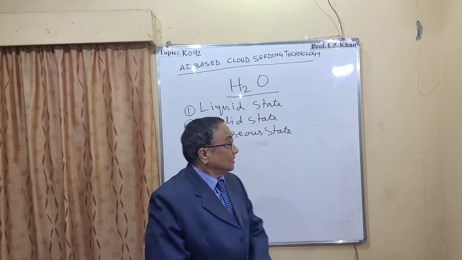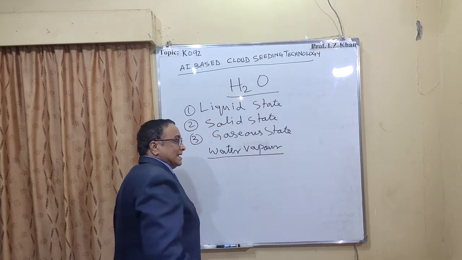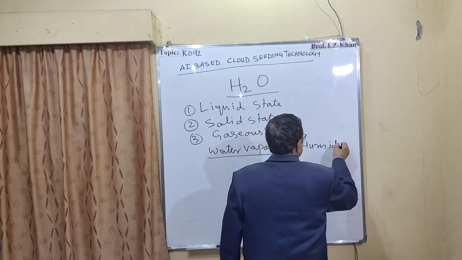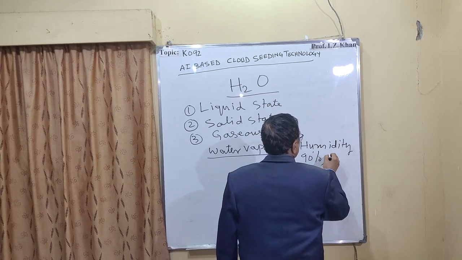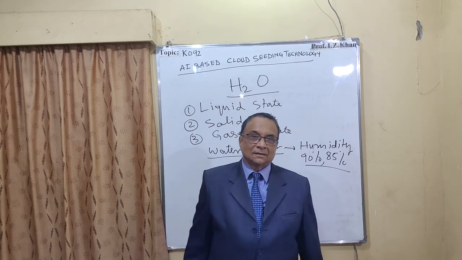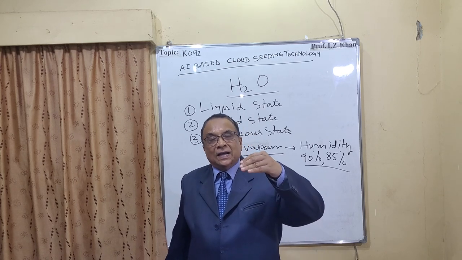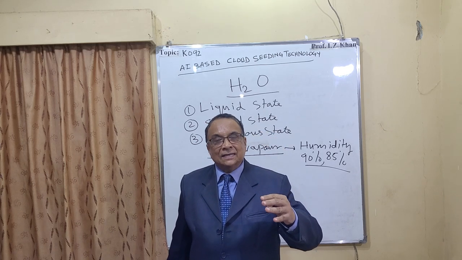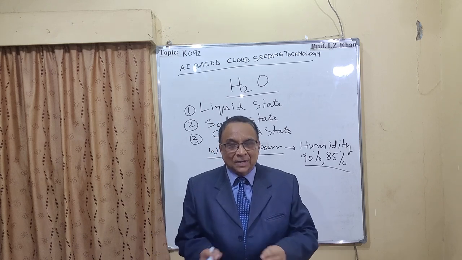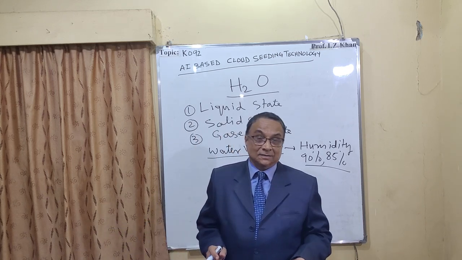And the same water vapor, if it is hanging in the atmosphere in the air, we call it humidity. We may call it 90% humidity, 85% humidity, meaning a lot of water vapors are hanging in the atmosphere or weather in the air. And the same water vapor, if it is flowing and going higher and higher, then it changes into droplets. And when millions and billions of those droplets combine together, there will be a large size of droplets, and that large size of droplets is called cloud.